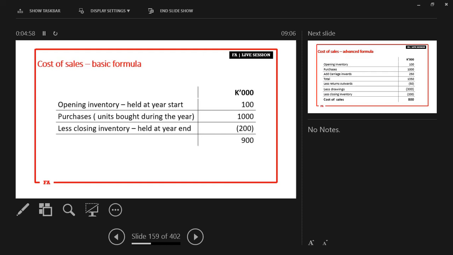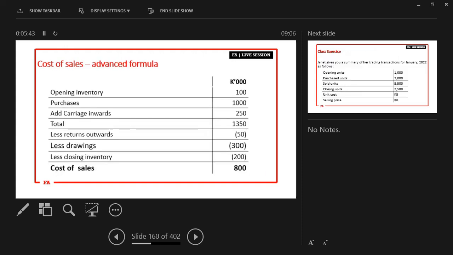Then we remove closing inventory. What is closing inventory? Don't say, what is closing inventory? Held at the end of the year. Understand that the 200 is within what you bought. But it was not sold. And that's the reason why we are saying we are not supposed to include it in cost of sales.